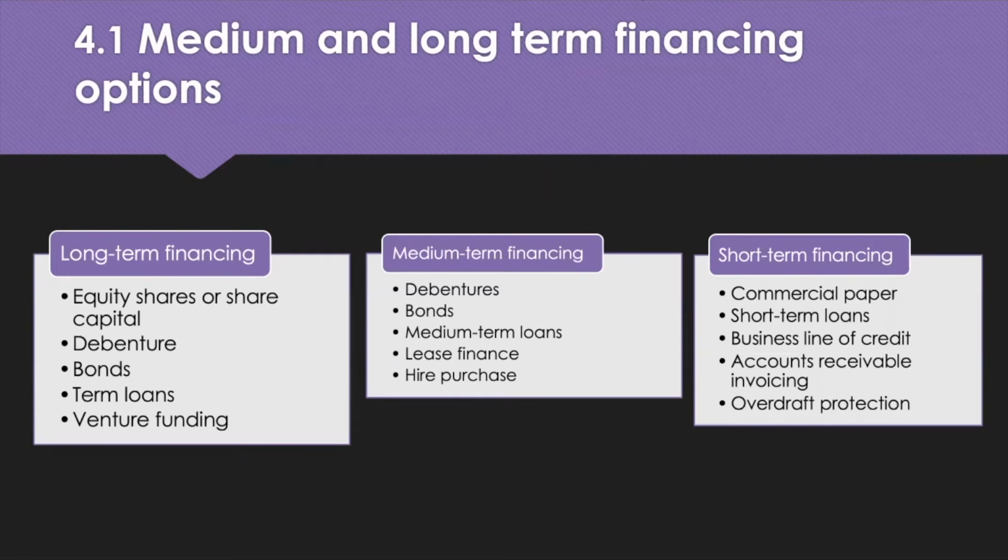Accounts receivable invoicing. This form of financing allows a company to borrow up to 90% of the amount that they are owed by customers with outstanding invoices. And in most cases, this form of invoicing is paid back within 90 days. And overdraft protection. You'll access short-term financing through overdraft protection, which is often useful when cash flow is low and a company overextends itself.